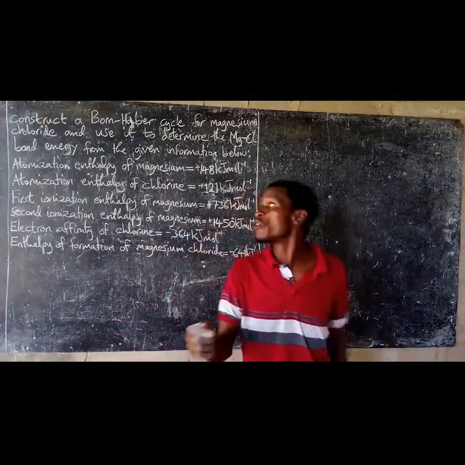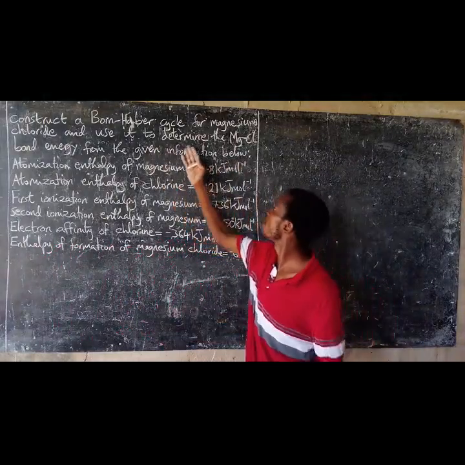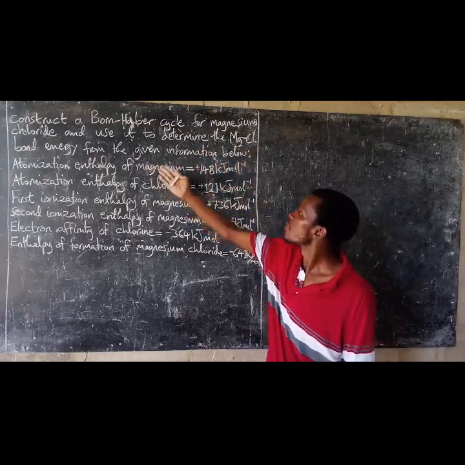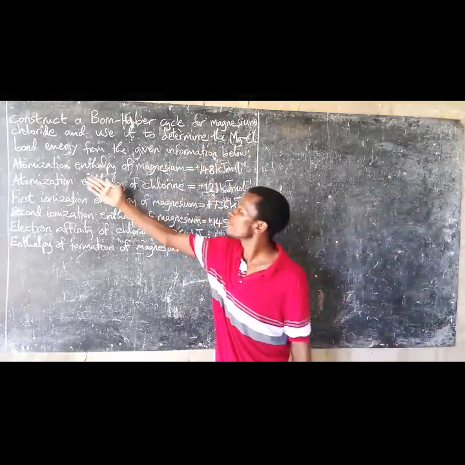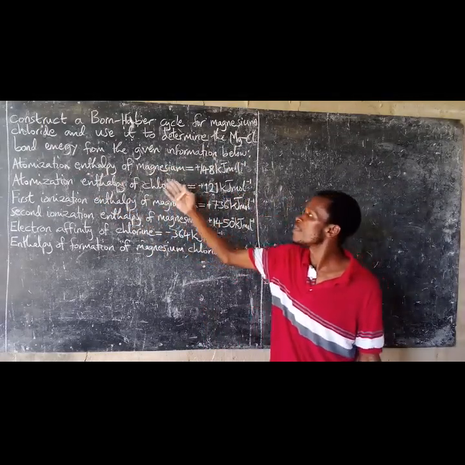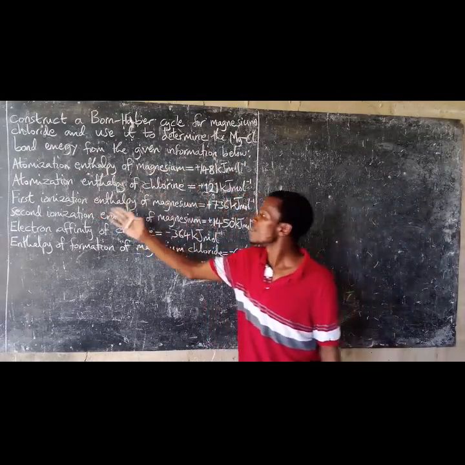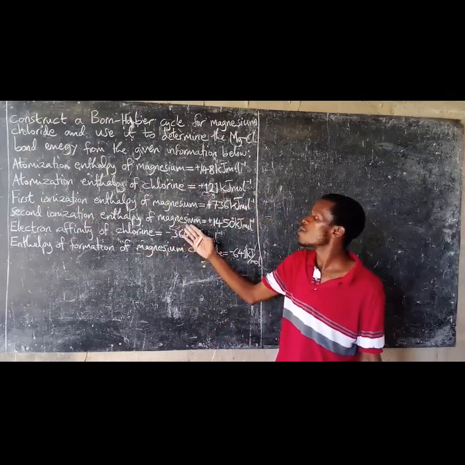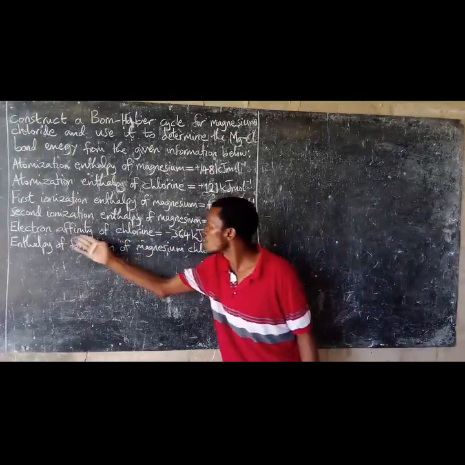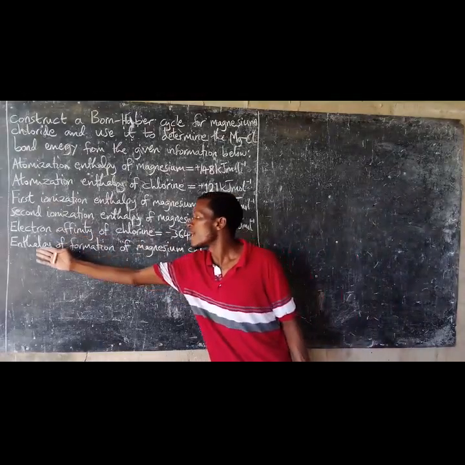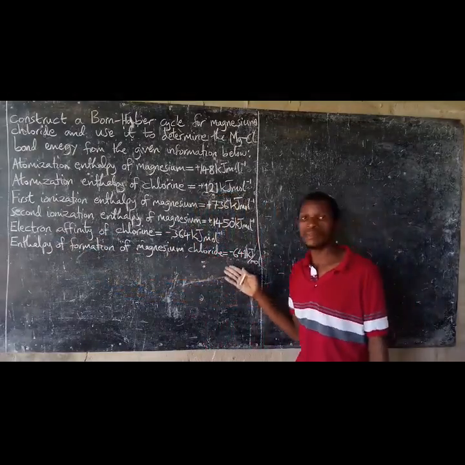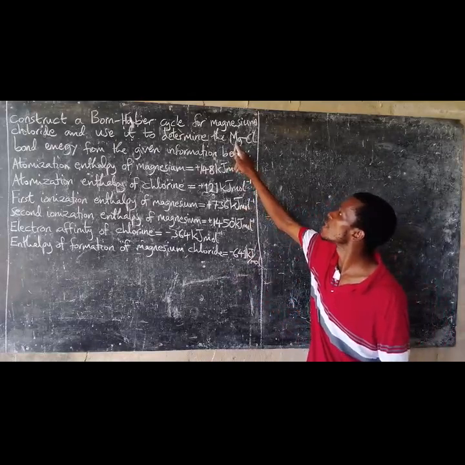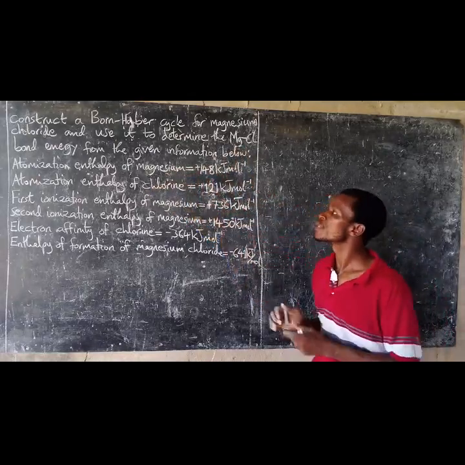Construct a Born-Haber cycle for magnesium chloride and use it to determine the magnesium to chlorine bond energy from the given information below. We have been given atomization enthalpy of magnesium, atomization enthalpy of chlorine, first ionization enthalpy of magnesium, second ionization enthalpy of magnesium, electron affinity of chlorine, and enthalpy of formation of magnesium chloride. We have been asked to determine the magnesium to chlorine bond energy.